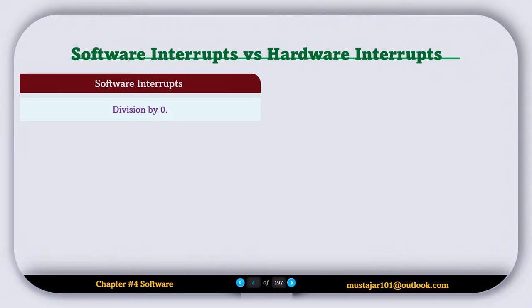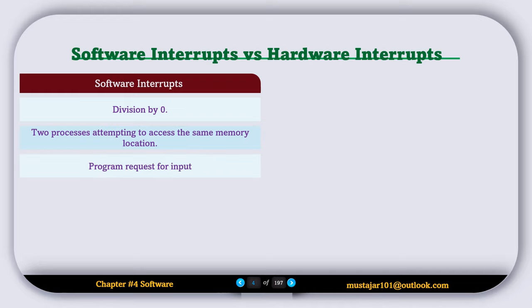But now let's discuss the software and hardware interrupts. So there are some examples of software interrupts. First one is the division by zero. When you try to divide a number by zero, that's a software interrupt. Two processes attempting to access the same memory location, that's also a software interrupt. Program request for input, that's also a software interrupt. Output is required, and the last one is data required from the memory. So these are all examples of software interrupts.